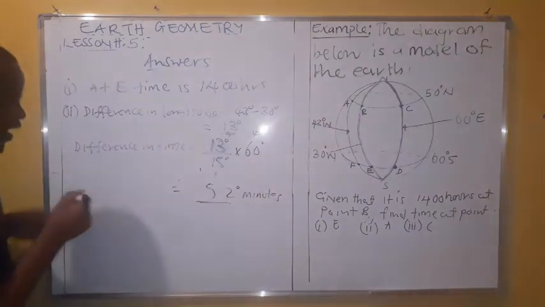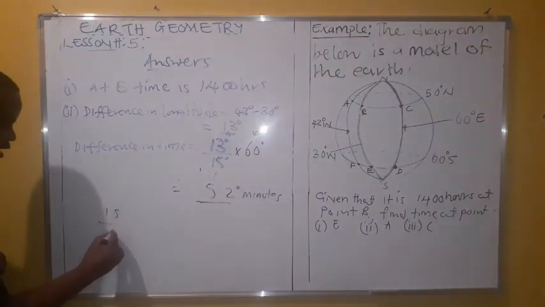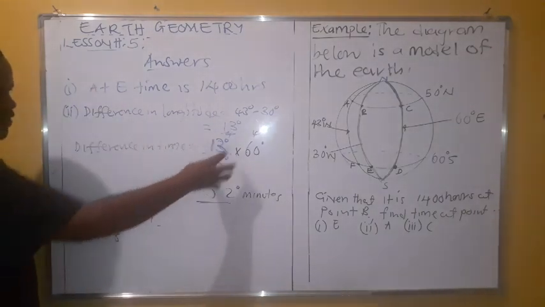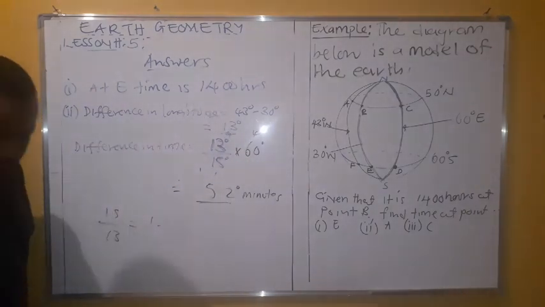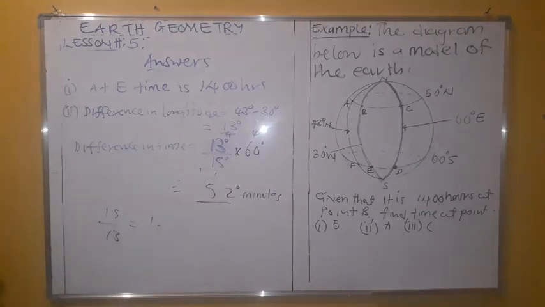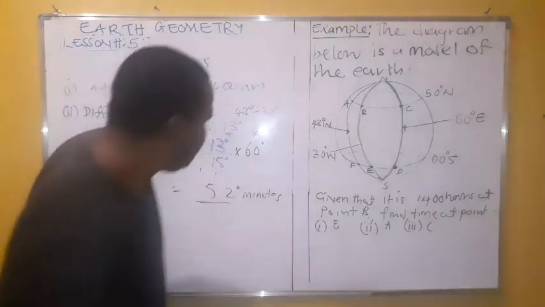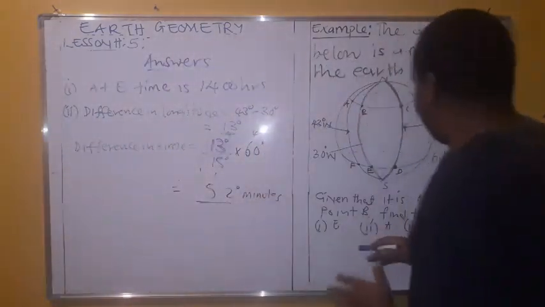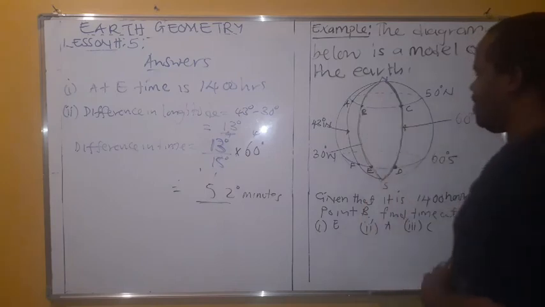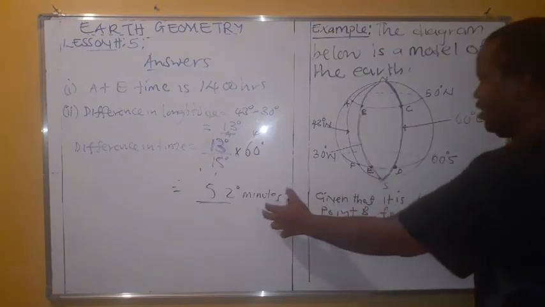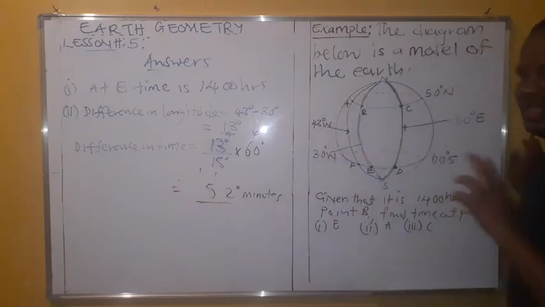And next, if we had 15 over 13, which is 1 point something, it would have been 1 hour, then the point would have been our minutes. Okay? But in this case, this is a proper fraction, so we can just convert that to minutes. So now, what we have is the difference in time between B and A is 52 minutes. That's the difference.